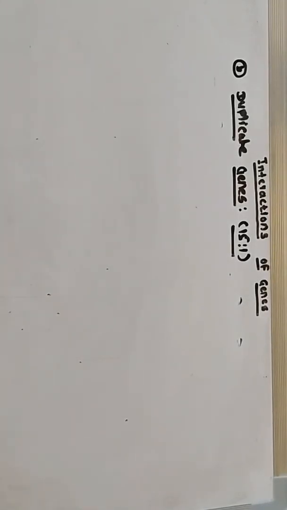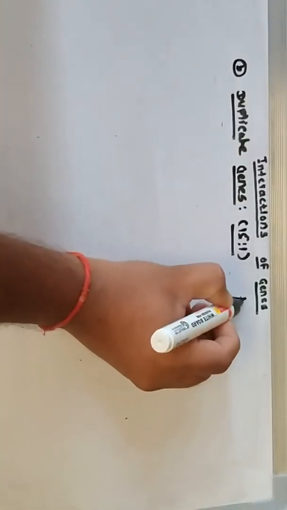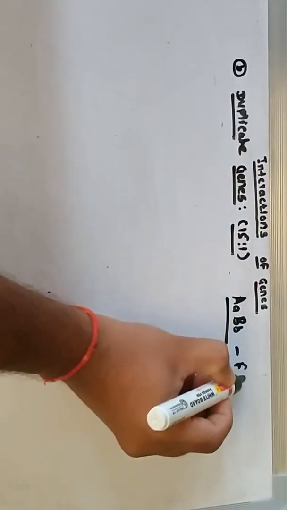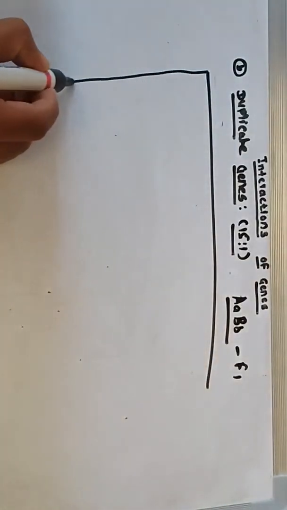So I draw here a Punnett square for the F2 generation. What is F1? I write here the F1 generation: capital A, small a, capital B and small b. This is our F1. So I draw the Punnett square for the F2 generation.